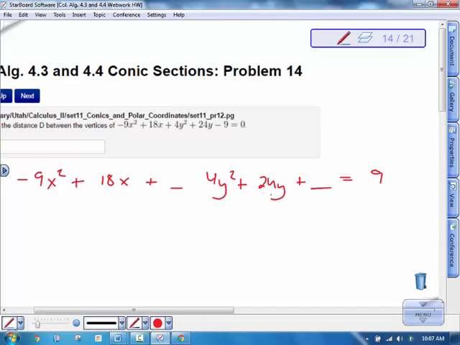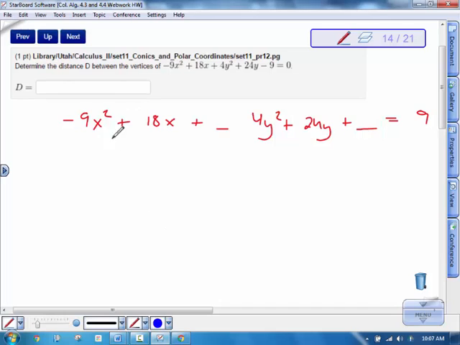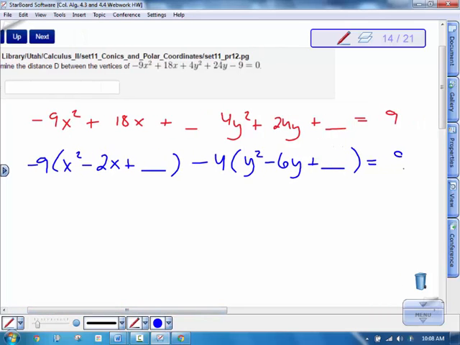I'm going to leave a space here, because I'm going to have to complete the square on both of these. Before I do that, I'm going to pull out a negative 9 in front here. That would leave me with x squared minus 2x plus some kind of space. And then I'm going to factor out a negative 4 from the next one, which would leave me with y squared minus 6y plus space equals 9.